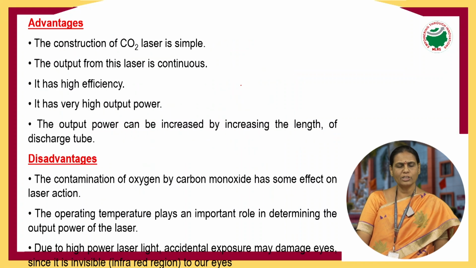Next, what are the advantages of this carbon dioxide laser? The construction of the CO2 laser is very simple. Even though it is a gas laser, construction is very simple. The output is also a continuous one, like that of the helium neon laser. If you look at the ruby laser, it is a discontinuous one. Whereas the helium neon laser produces continuous output.